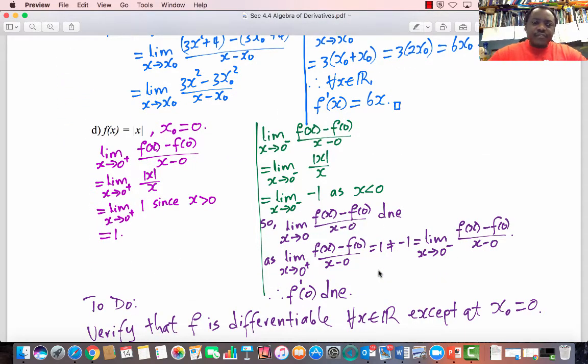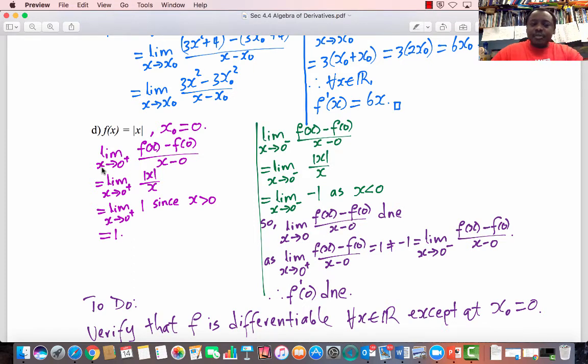Example D: let f of x be the absolute value function. We want to verify the differentiability of f at the point x naught equals 0. So what we do is recall that the first derivative of f at x naught would exist if the limit exists. And the limit would exist if the right-hand limit equals the left-hand limit. So let's approach this problem in that direction.